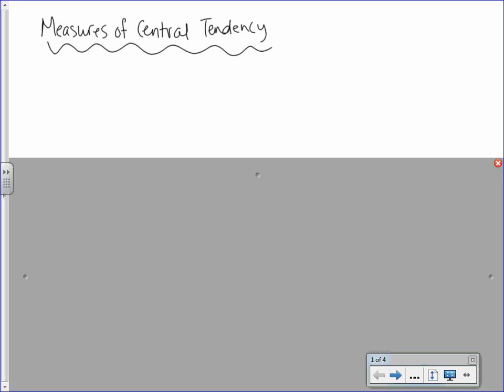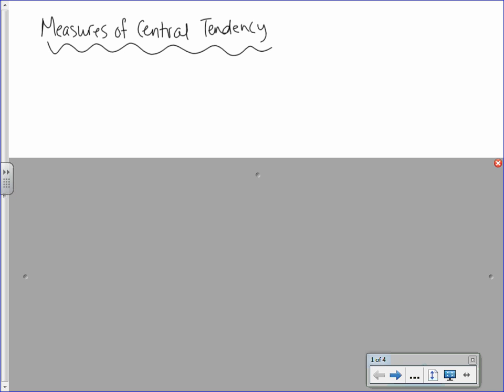And the formal term for the type of stats that you guys already know is measures of central tendency. Right, measures of central tendency. A measure of central tendency is when we have some huge set of data, a bunch of numbers, and what we want to do is somehow represent that with only one number.